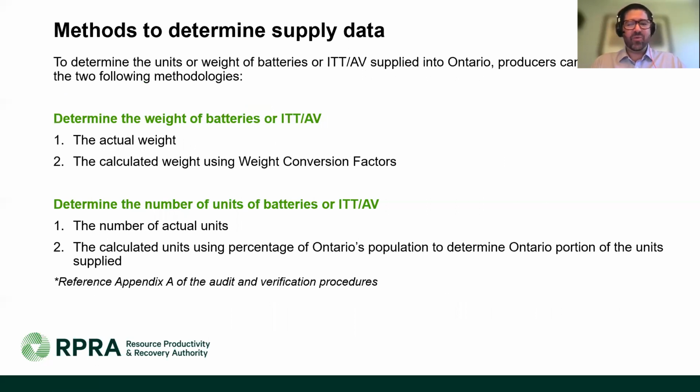Now, methods for determining supply data. At the authority, we understand the challenges faced by producers who don't ordinarily track Ontario supply data separately from other supply data. So producers can choose from the following methodologies. Now, to determine the weight of batteries or ITTAV supplied, producers can report the actual weight, of course, or the calculated weight using weight conversion factors.